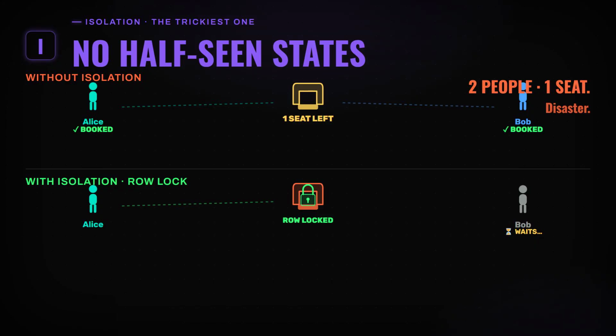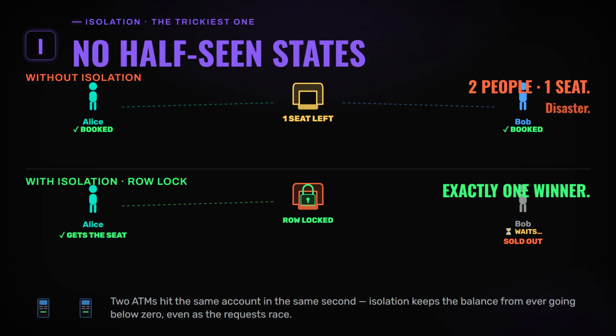The bottom half shows isolation at work. When Alice's transaction starts, the database puts a lock on that row. Bob's transaction has to wait. By the time Bob gets to read the seat count, Alice has already committed. Bob reads 0 seats left. He gets sold out. Alice gets her seat.